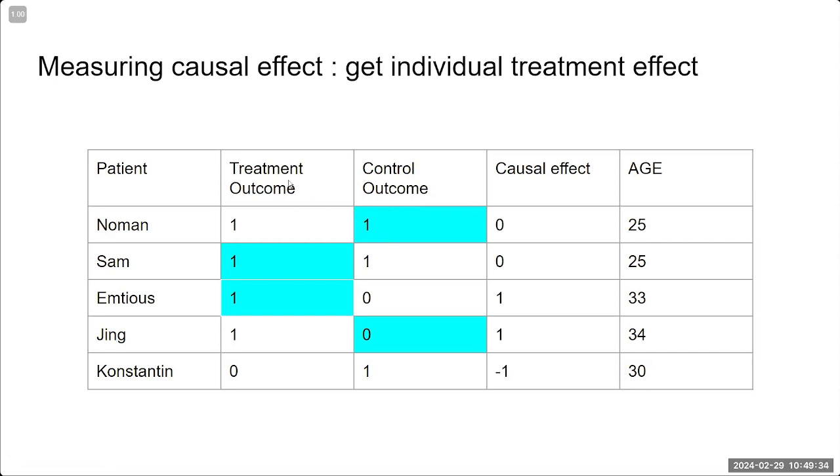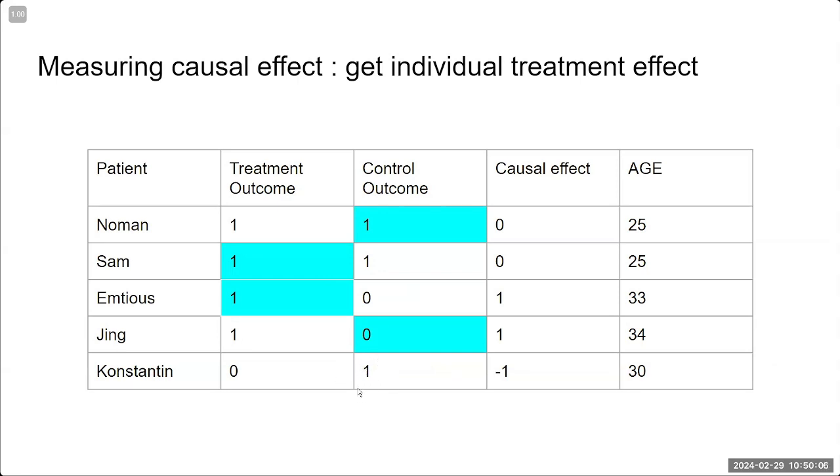After populating the observations, we can actually find the causal effect. The causal effect is the difference between the two outcomes that we have. So for example, for Noman, the treatment outcome is 1 and the control outcome is also 1. So the causal effect here is 0. So the causal effect for using the vaccine is 0 here. For Sam, it is 0 also. For MCS, we can see that it is 1. Zing, it is 1.